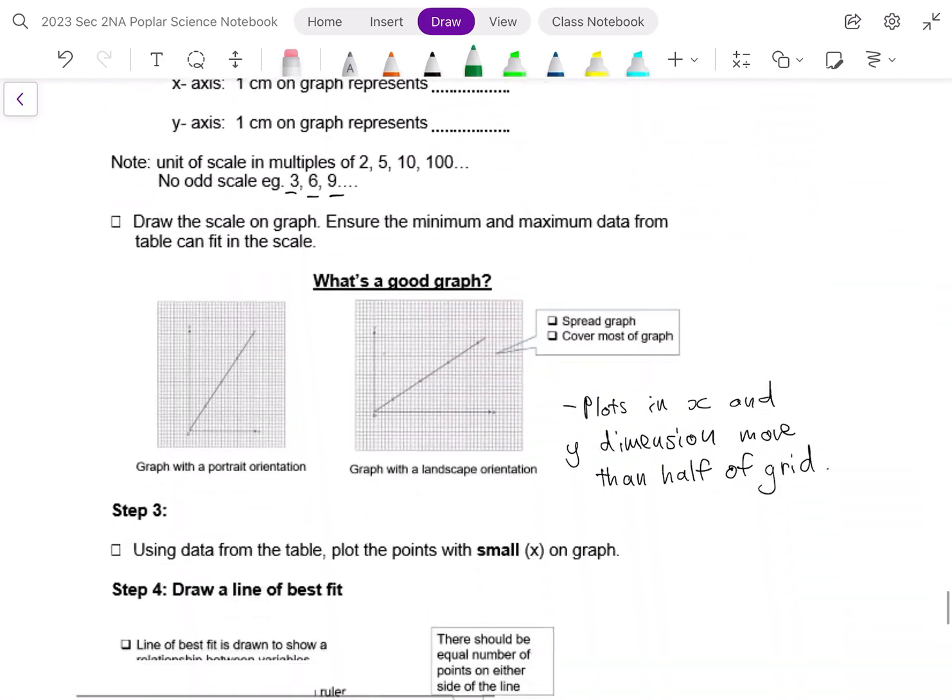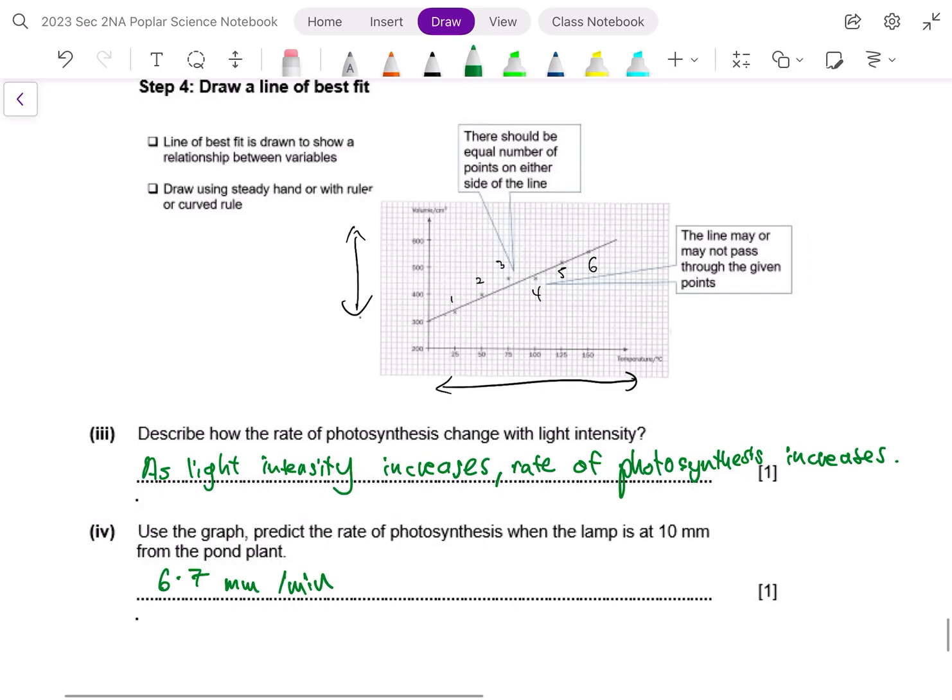Okay, so after you're done with graph, okay, so describe how rate of photosynthesis changes with light intensity. So light intensity increases, rate of photosynthesis also increases, okay, because usually light intensity increase is when the distance from lamp actually decreases. Okay. So predict the rate of photosynthesis when lamp is at 10 mm.